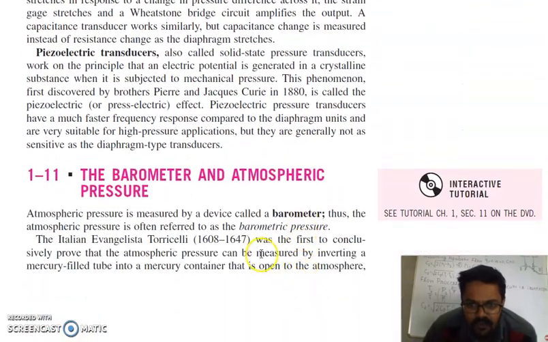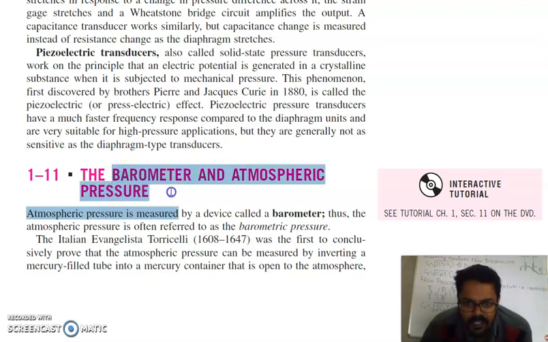Next is a device called the barometer. The barometer and atmospheric pressure. Atmospheric pressure is measured by a device called a barometer.